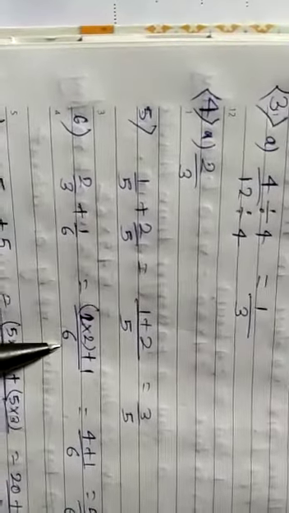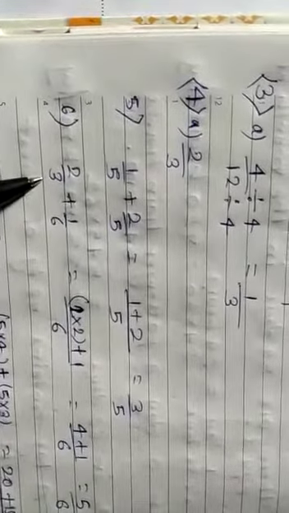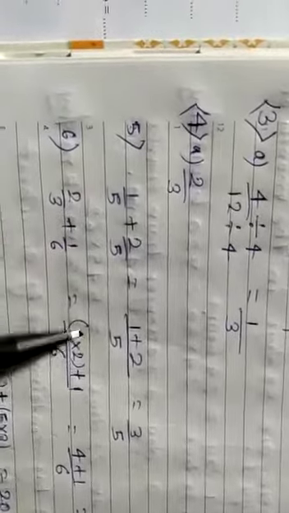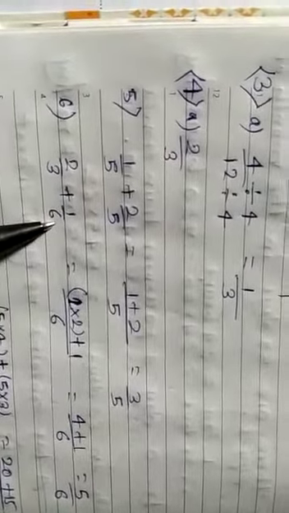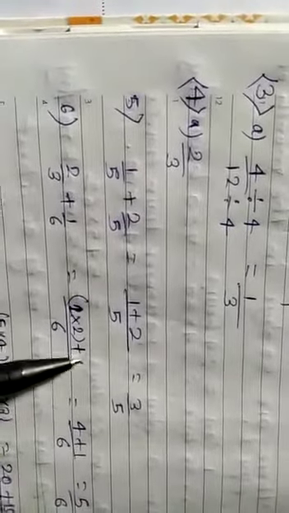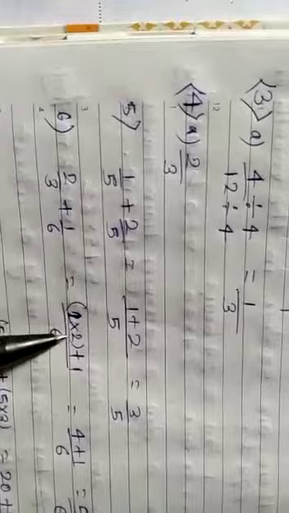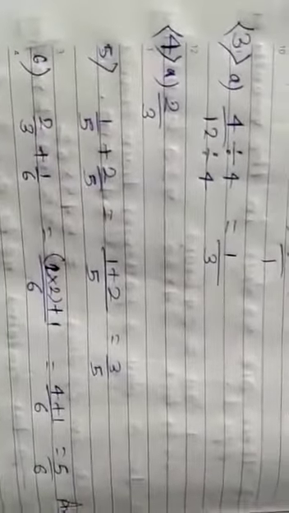After that we will divide our LCM by the first denominator, 6 divided by 3, 2 times. Then in the numerator, 2 multiplied by 2, that is 4, plus again we repeat the same process, 6 divided by 6 is 1 time and 1 multiplied by 1 is 1. So 2 twos are 4, 4 plus 1 is 5. 5 by 6 is our right answer.